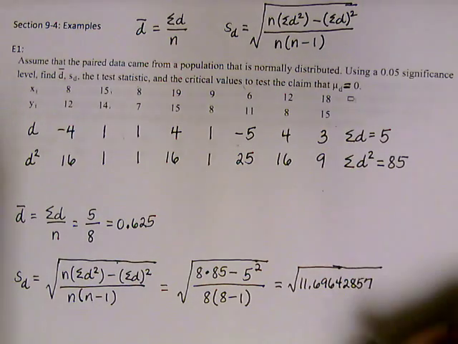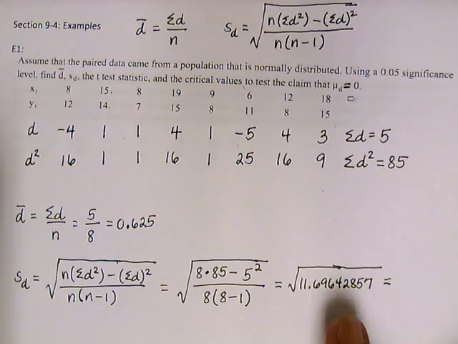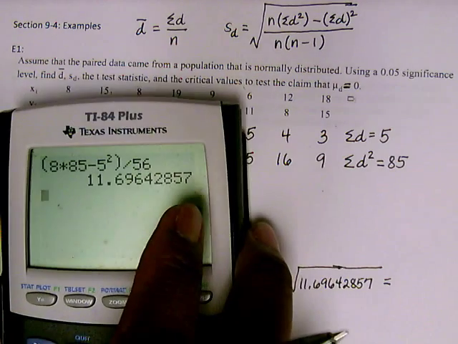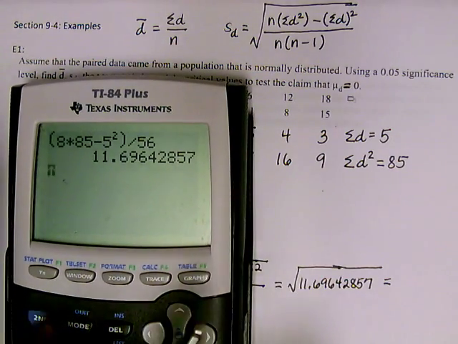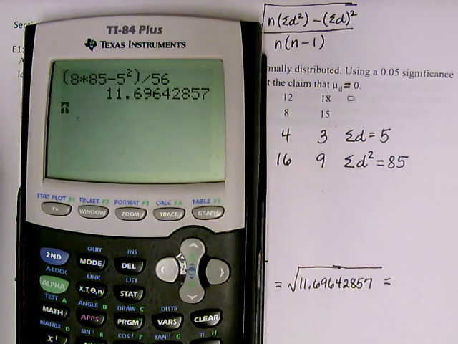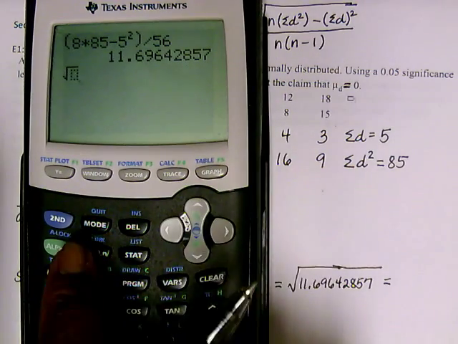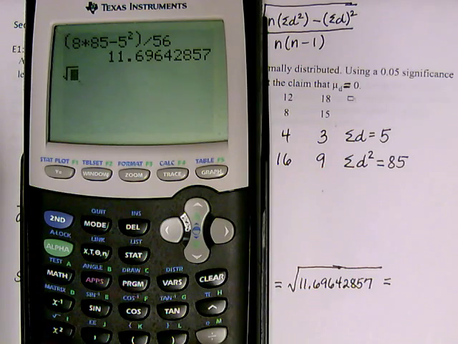And all that's underneath the radical. And then I'm going to go ahead and take its square root. To do the square root, you have to press the second and the x squared button. Second and x squared will give you the square root.